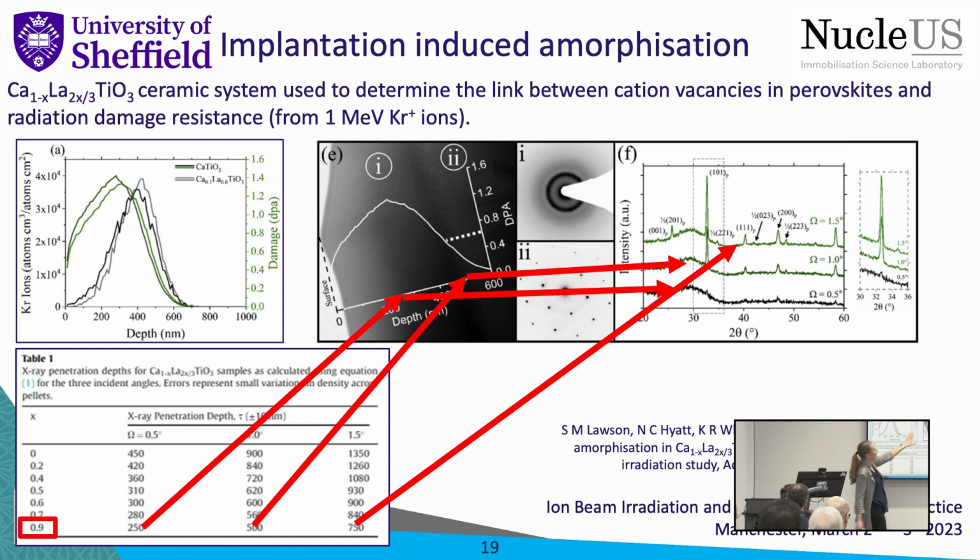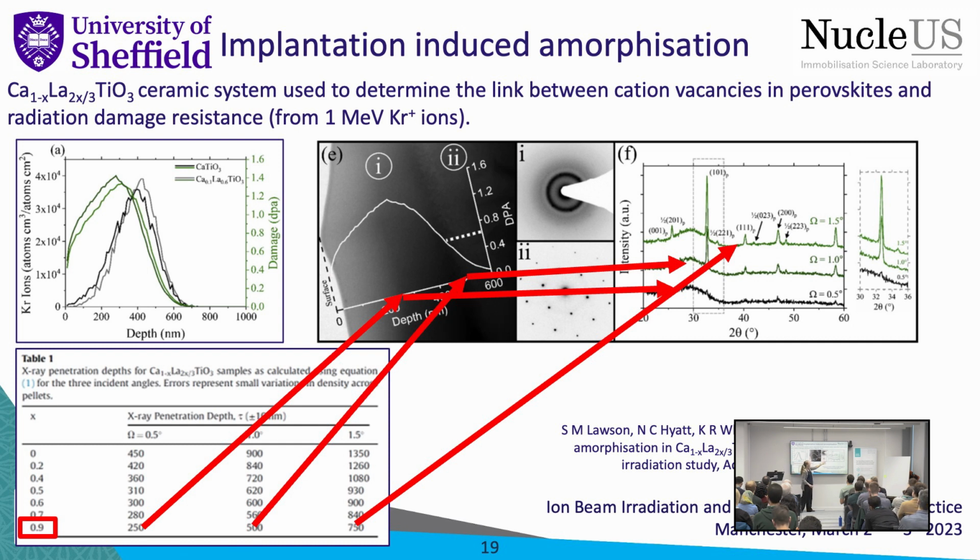So this is the cross-sectional TEM image I showed you right at the beginning. Here is the surface of our ceramic material. I've overlaid, well, Seb overlaid the TRIM simulation just to give you an idea of where the damage is going to be. You can't really see, unfortunately, on this, maybe you can at the back, but back here, where this dotted line is, this corresponds to the crystalline-amorphous interface.